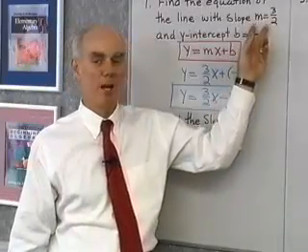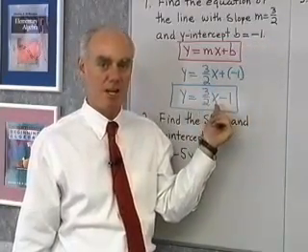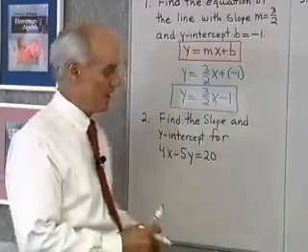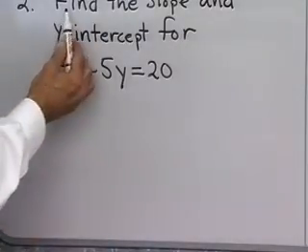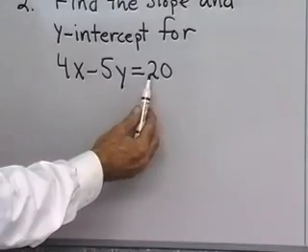If I know the slope and I know the y-intercept, then the equation is y equal the slope times x plus the y-intercept. So y equals m times x plus b. Likewise, I could solve a problem like this. Find the slope and the y-intercept for 4x minus 5y is equal to 20.